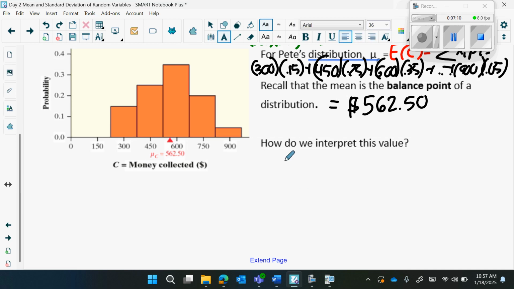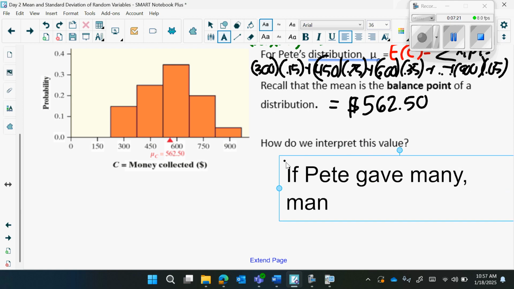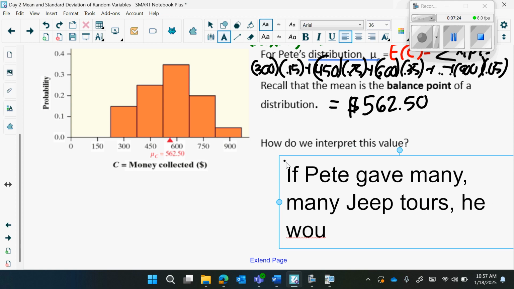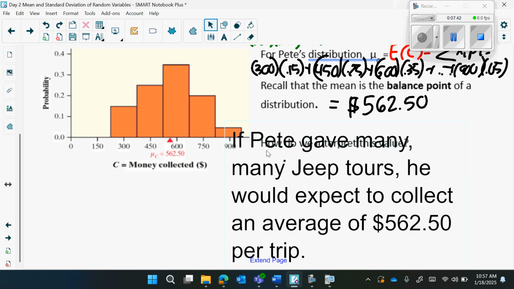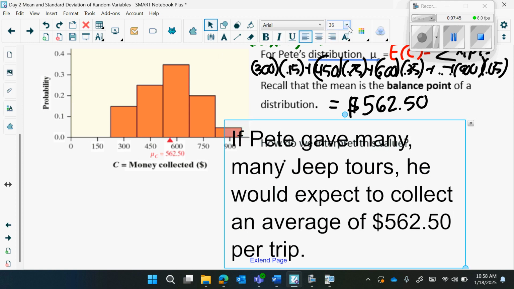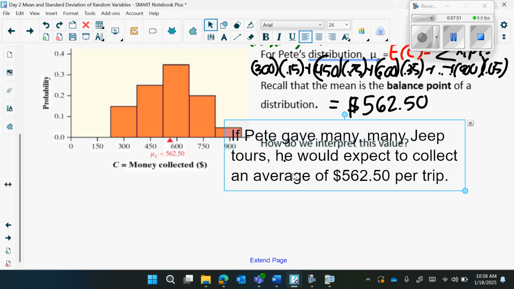If Pete gave many, many Jeep tours, he would expect to collect an average of $562.50 per trip. Okay, so that is the concept of the expected value. It's kind of like, in the long run, what we expect will happen if we do this many, many times. Remember, averages are not resistant to outliers.